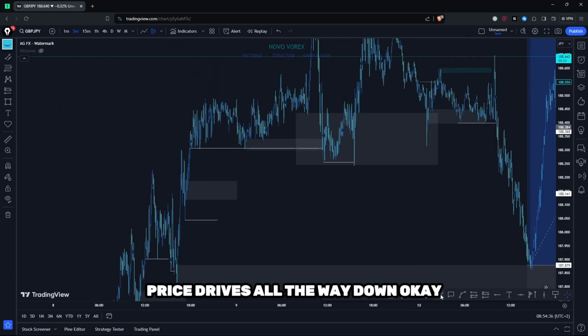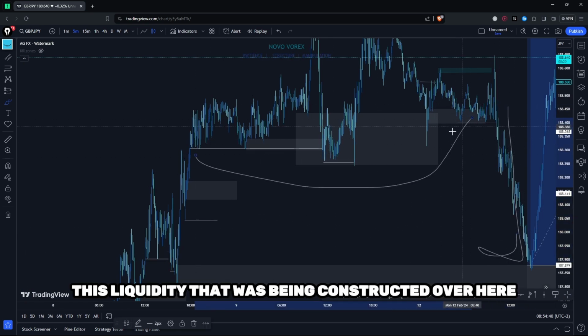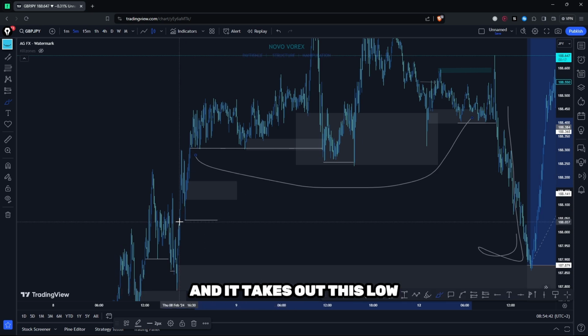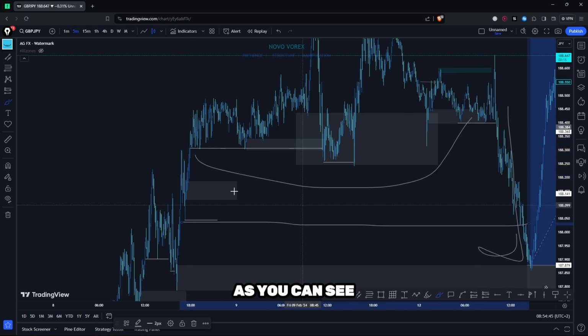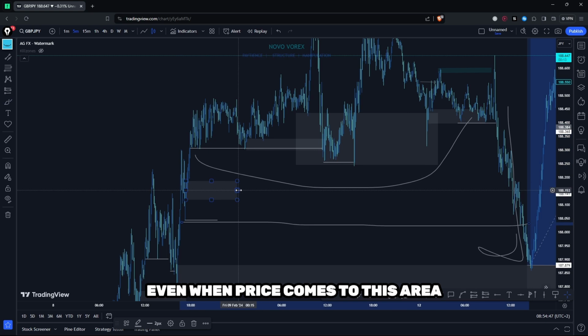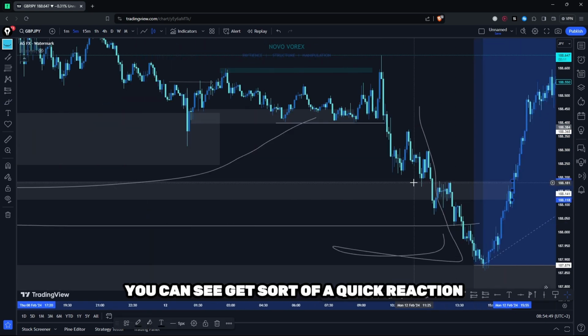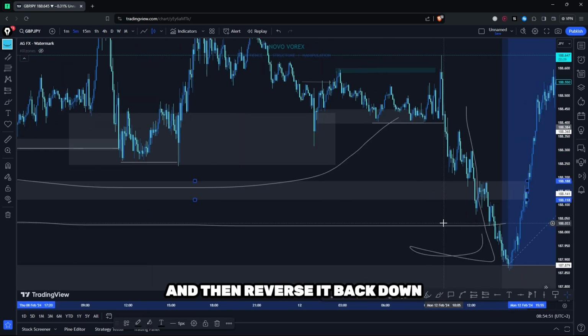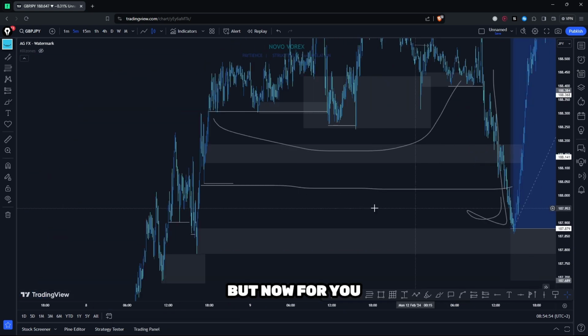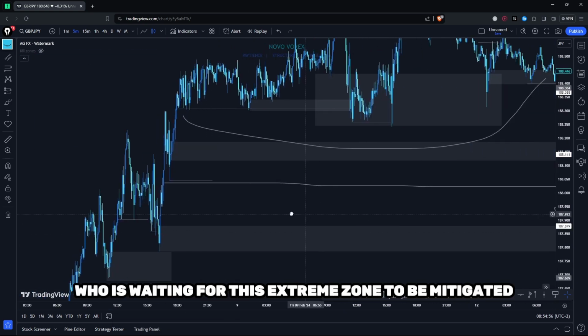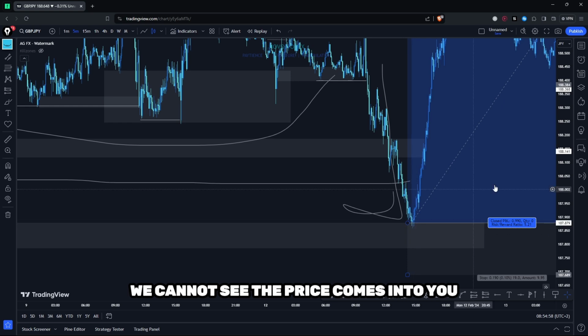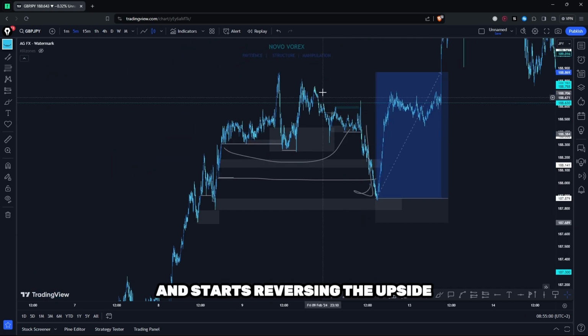As you can see, price drives all the way down, okay, sweeps out all this liquidity that was being constructed right over here, and it takes out this low. As you can see, even when price comes to this area, it gives sort of a quick reaction and then reverses back down. But now for you who is waiting for this extreme zone to be mitigated, we can now see that price comes into here and starts reversing to the upside.